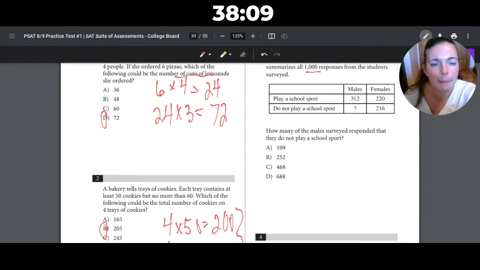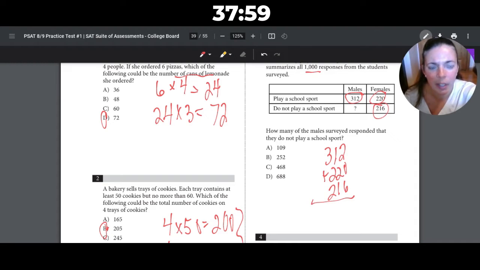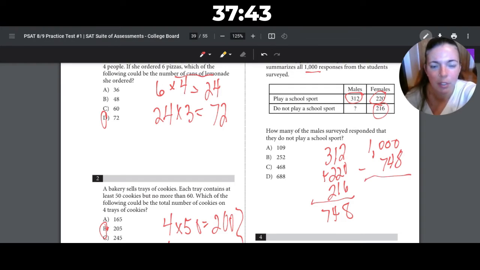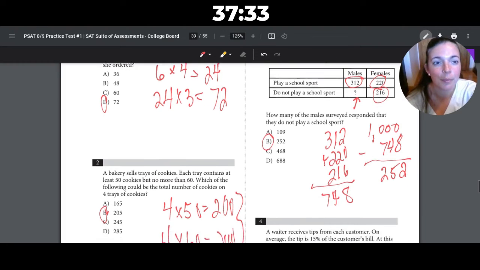So we know there's 1,000 total. So let's add up what we know and then subtract it from 1,000. So 312 plus 220 plus 216. Okay, so you can use a calculator for this, remember. That should give me 748. So if I take my 1,000 total and subtract 748, again, just plug this right into your calculator and you should get 252 left. So that has to be the males that do not play school sport, 252.